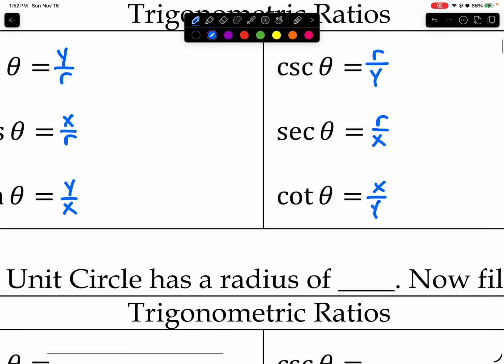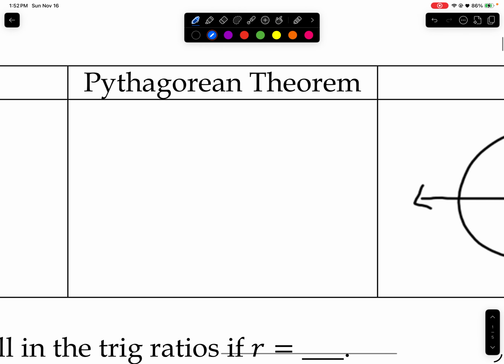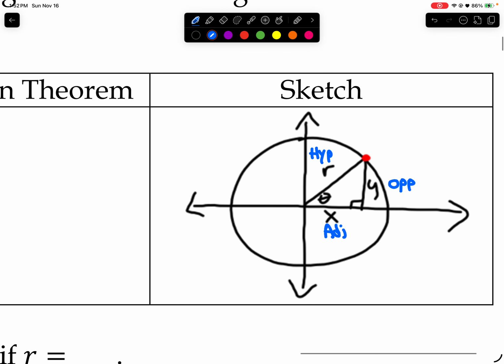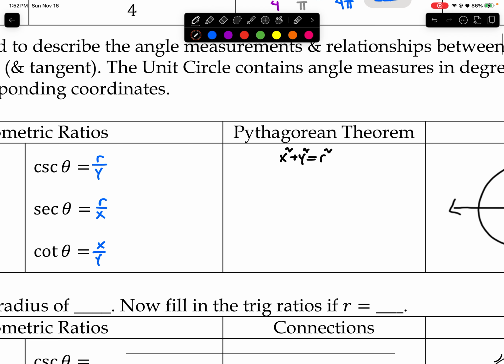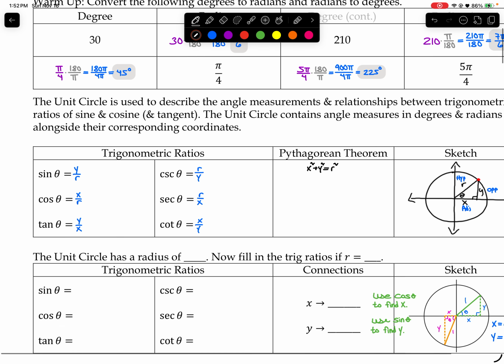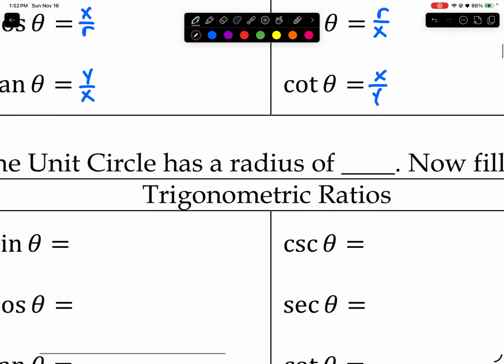Now we're going to do the Pythagorean theorem using these values. The Pythagorean theorem tells us that x squared plus y squared is going to equal r squared. I'm just going to do that setup, and we're going to come back to it in a little bit. Now, looking at the next section, we're going to look at a little bit more definite values.